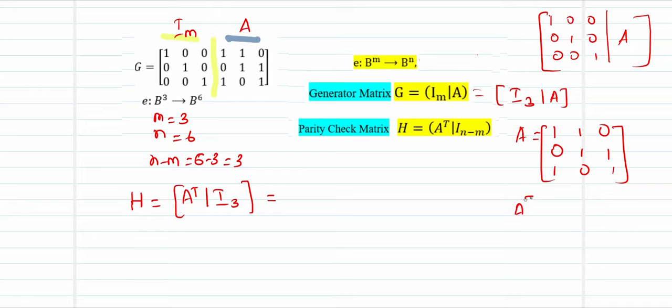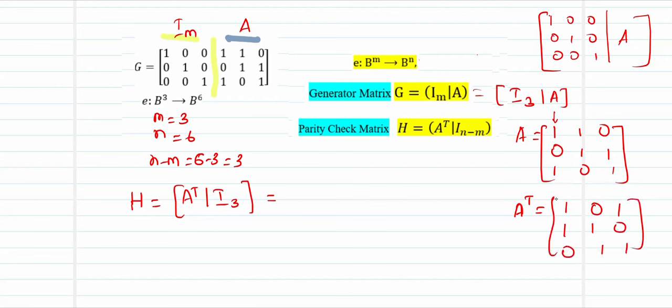This is my A. So let me compute my A transpose by interchanging the rows with columns and columns with rows. So it becomes, make it the other way around, 1, 0, 1. The first column becomes the first row, 1, 1, 0, 0, 1, 1. So this is going to be my A transpose. Now write your A transpose first, 1, 0, 1, 1, 1, 0, 0, 1, 1, and append it with I3.